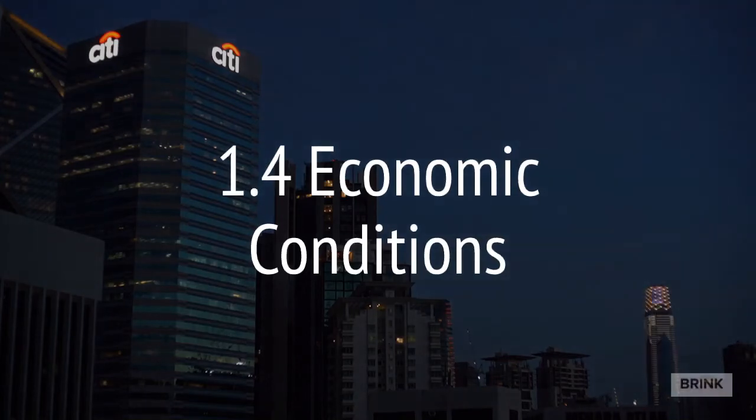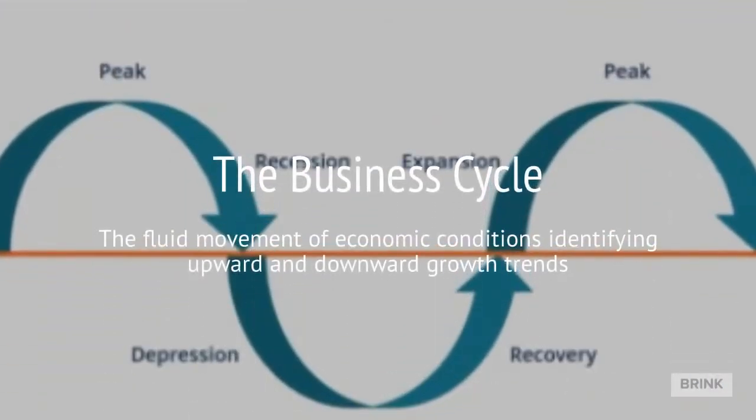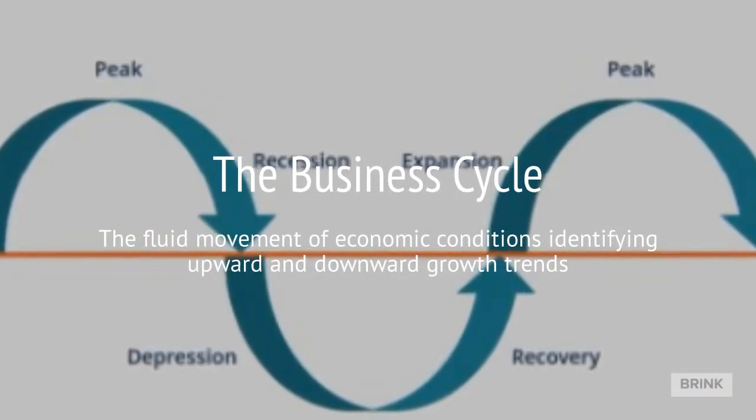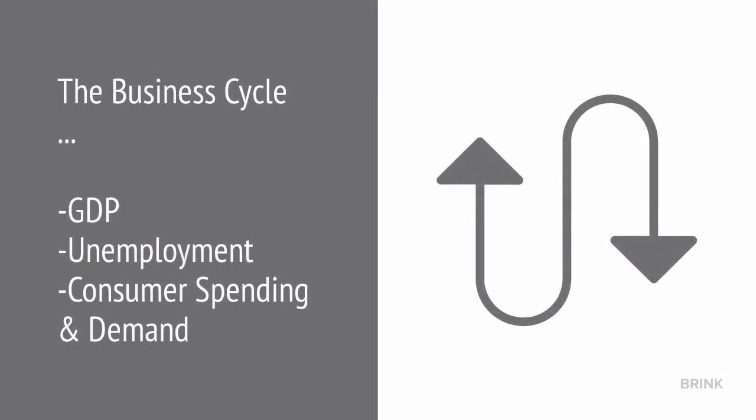In this flipped classroom presentation, students will learn about the business cycle and economic conditions which affect it. The business cycle is an ever-changing group of economic conditions which identify how strong or how weak an economy is. As we look at the stages of the business cycle, know that the three key factors that we will review are GDP, unemployment, and consumer spending and demand.